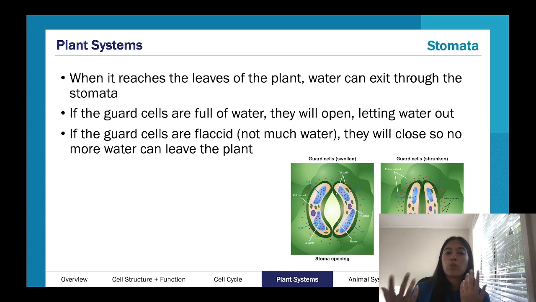Therefore, you don't have that much water, so you don't have enough to push them open. But again, that makes sense because you want to keep the stomata closed because you don't have that much water, so you don't want the water to evaporate. See how that kind of makes sense?